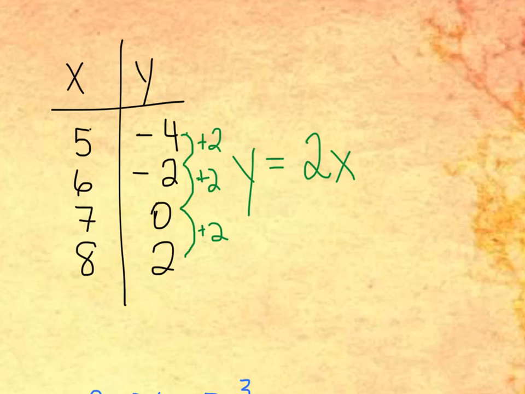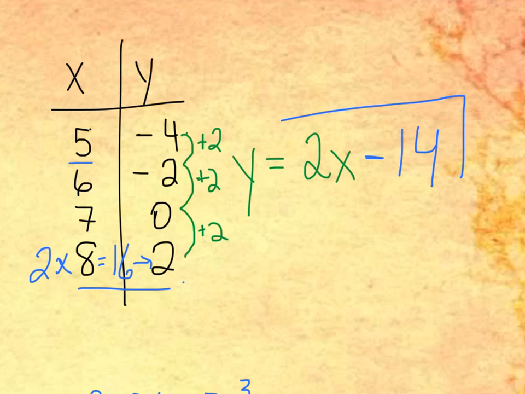Next, I'm going to pick an x value and actually multiply it by 2. Let's say we're going to try 5. Actually, let's do one that has only positive y values. That might be easier to handle. So let's do it times 8. So what's 2 times 8? That gets me 16. Then we need to think, how do we get from 16 to 2 by adding and subtracting? Well, you would have to subtract the difference, which is 14. So that is our equation, y equals 2x minus 14.